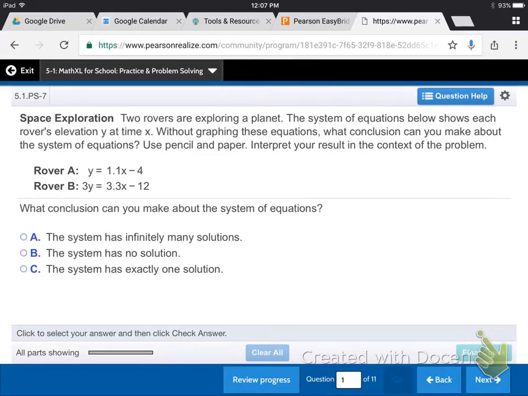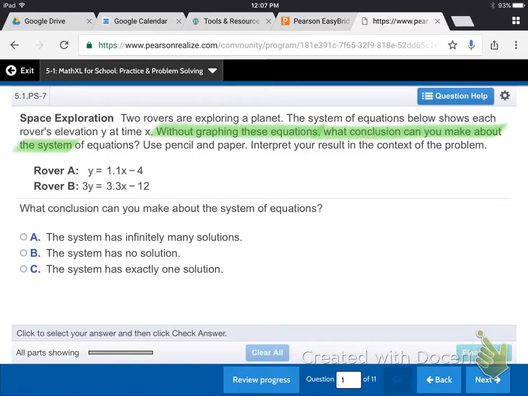Here we go. We're going to start lesson 5-1, which is all about systems of equations. So we're going to be looking at two equations on a graph at the same time, and sometimes answering questions about their equations. Like here, we're not going to graph because it says right here, without graphing these equations, what conclusion can you make about the system? And what that means is they want to know how many solutions this system might have. Either none, or one, or an infinite number of solutions.